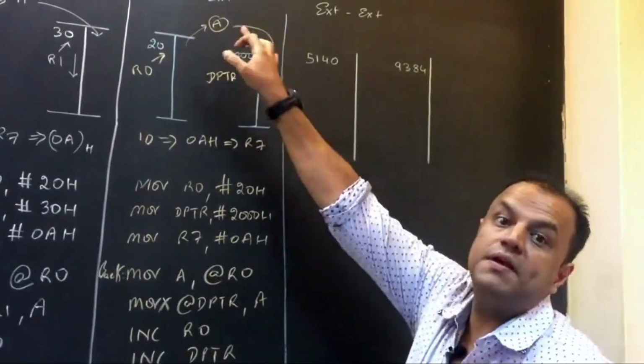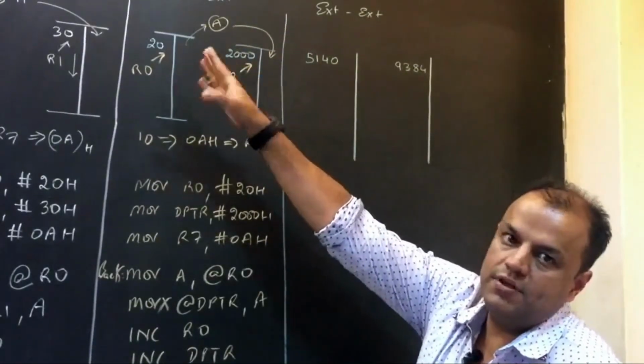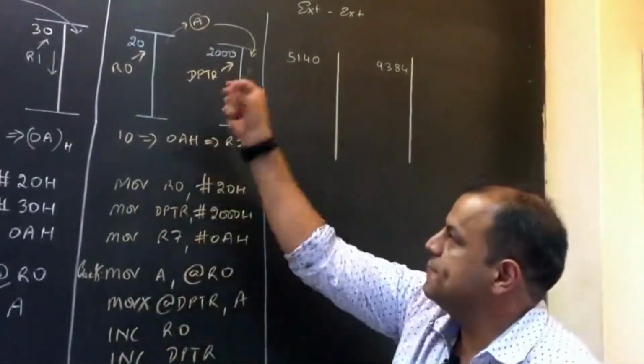Take the data pointed by DPTR into A. This will be MOVX. Store it from A to the location pointed by R0. That will be a regular MOV. Increment, increment, and decrement the count. Come on, dictate the program.